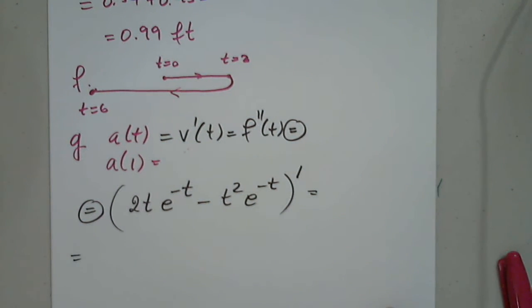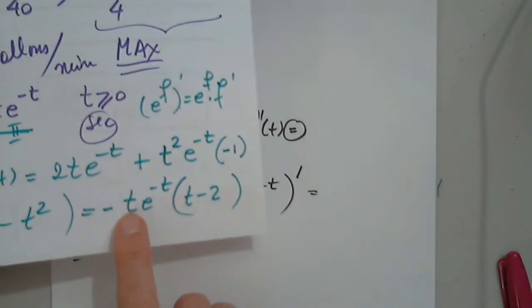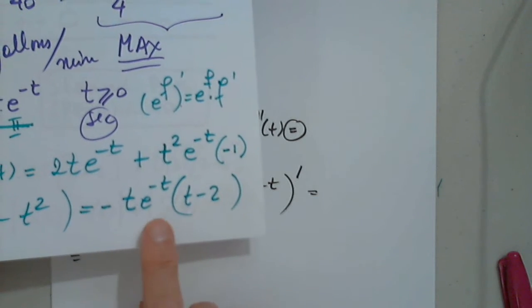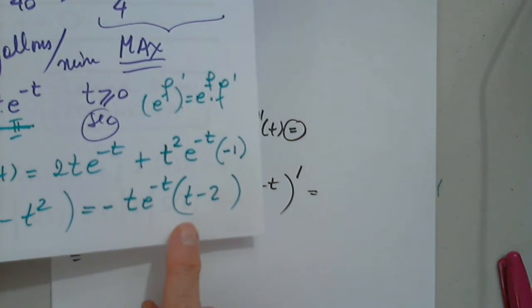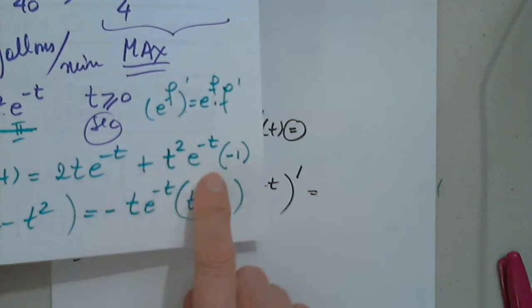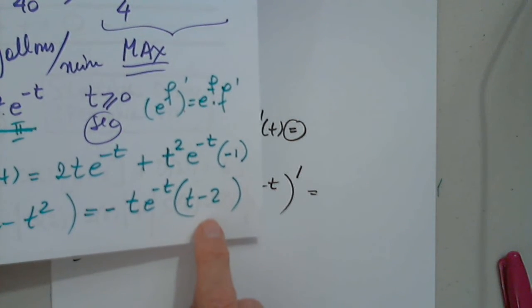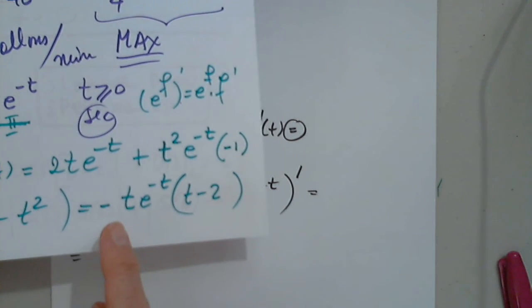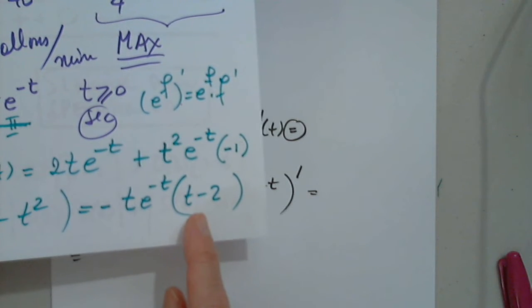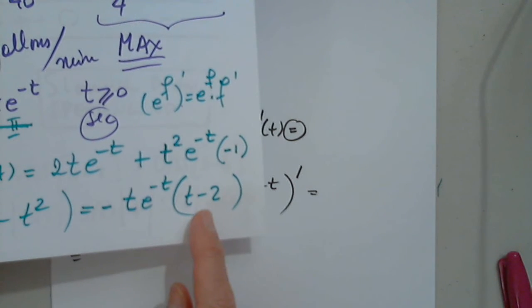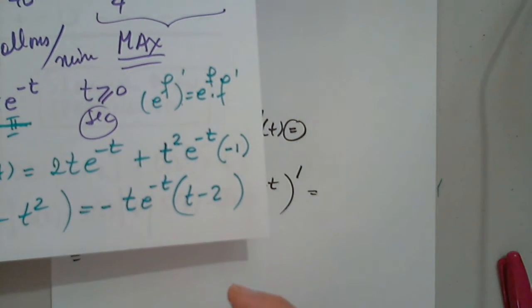Is that velocity? I thought velocity was negative t e to the negative t, then t minus 2. That's right, but I don't want it in a product form. When I differentiate again, I prefer this form. You will get the same thing. But here, careful, because you have three functions in a product. We don't want that. It becomes complicated.